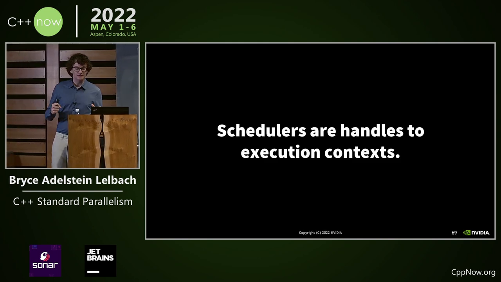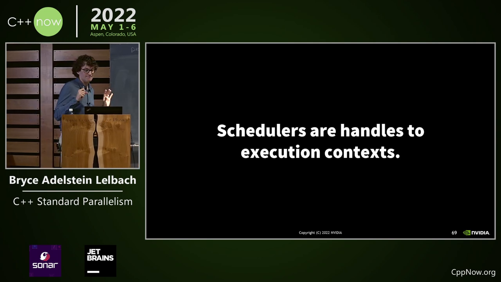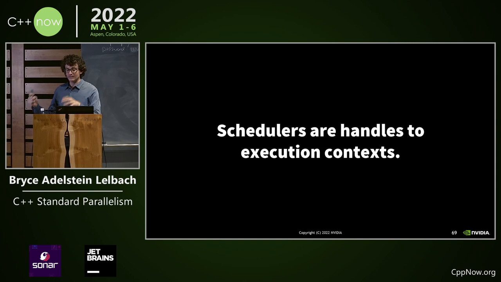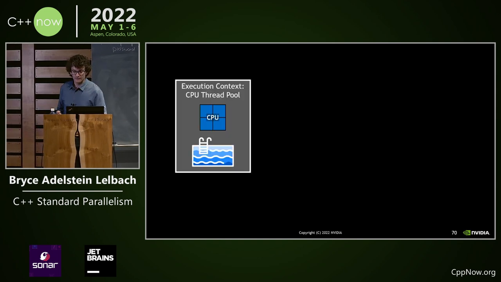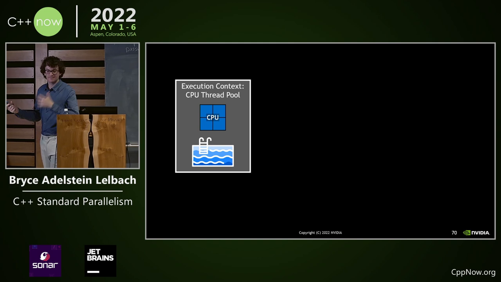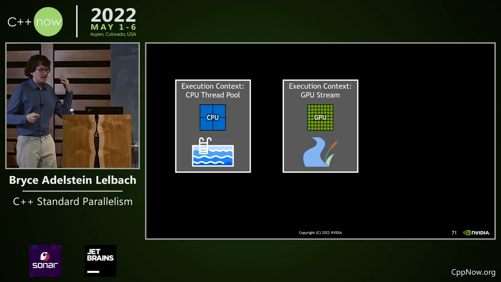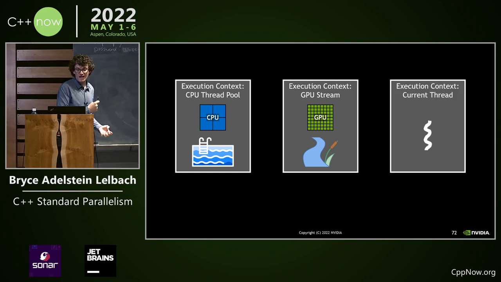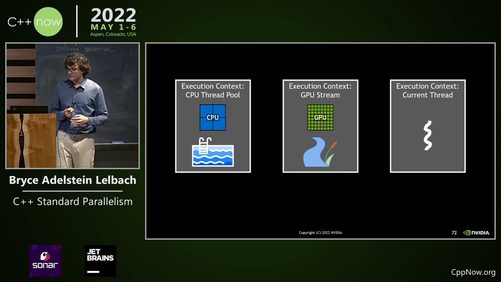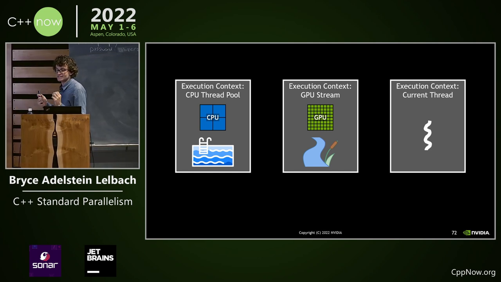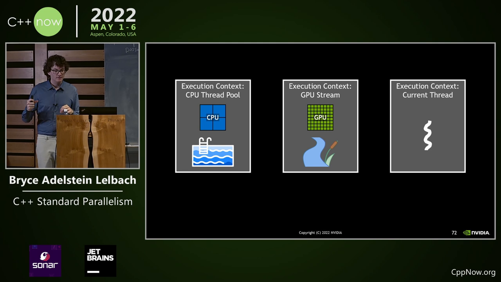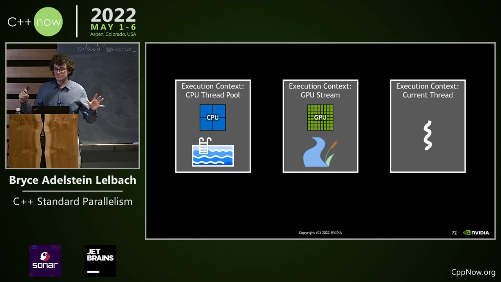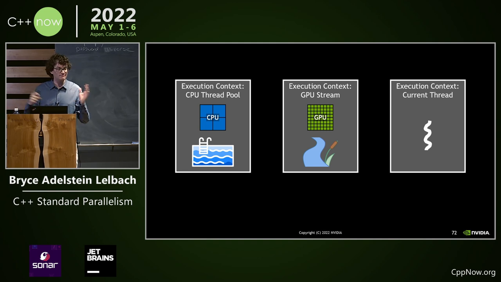So I said that they're handles to execution context, but what exactly does that mean? Well, an execution context is a resource that represents the place where execution will happen. So this could be a concrete resource like a specific CPU thread pool or a GPU stream. It could also be something more abstract like the current thread of execution. And execution contexts don't necessarily have a representation in code. And today, they don't have any exposed interface. They may have some state associated with them, like OS handles, memory, metadata, et cetera.